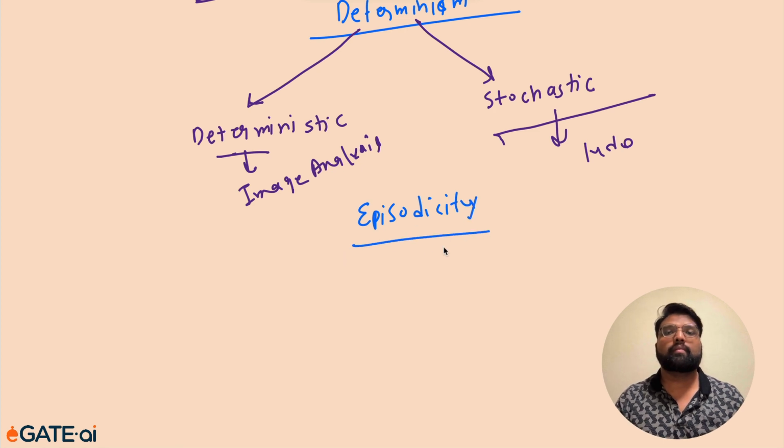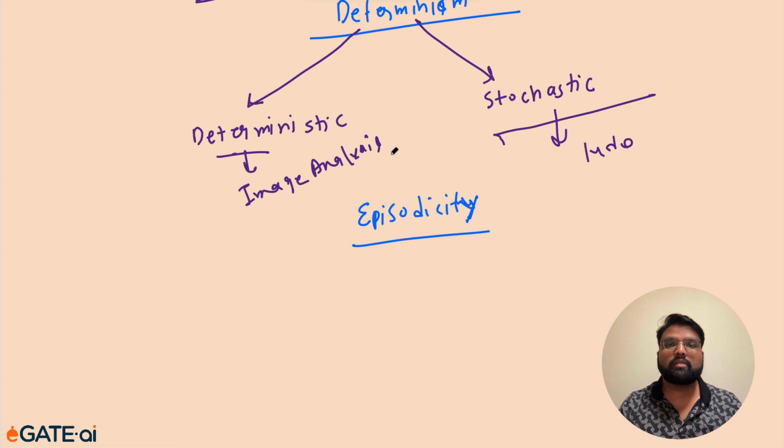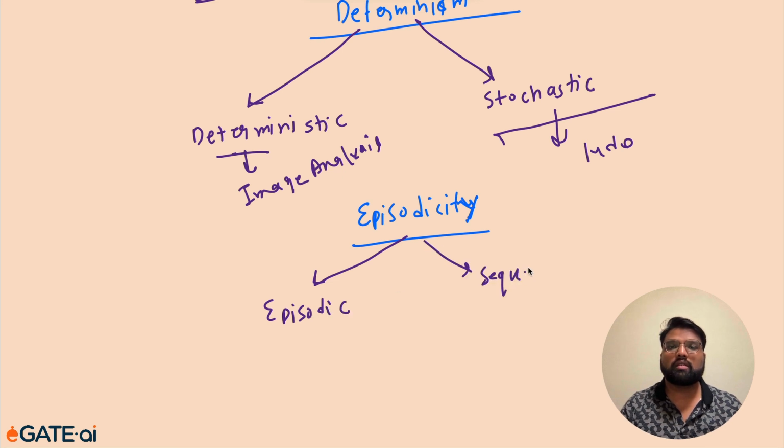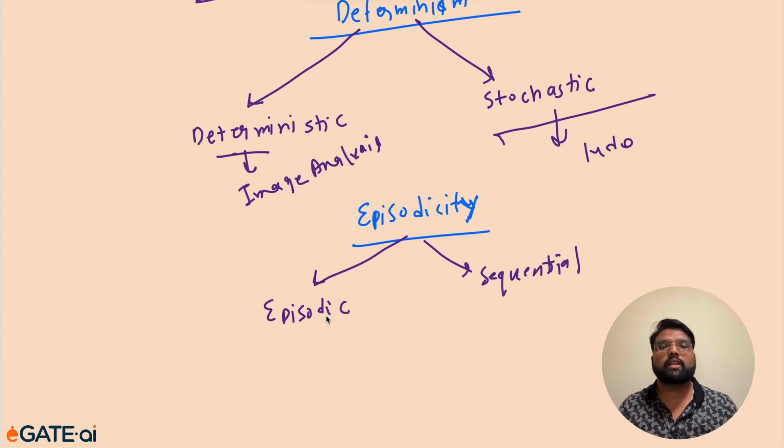Okay, so again, based on this, there are two categories of environments. One is episodic, another is sequential. In an episodic environment, the experience of the agent is divided into episodes, like given a particular state, given a particular percept sequence, this is the action it has to take.